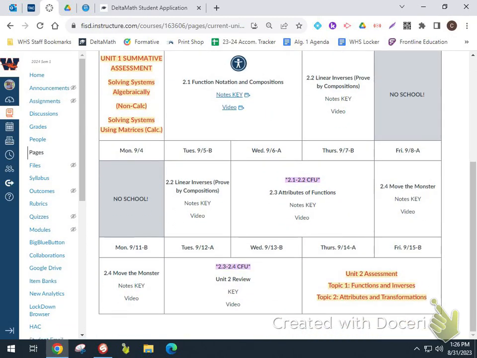Today we're going to talk about linear inverses and how to prove. Don't freak out when I say prove, because I know people have PTSD from geometry, right? I know, it happens every year. We're not doing formal proofs or anything, but we're just going to use a property of compositions to show if something is an inverse or not. So don't stress about the word proof. But here's what's on tap.